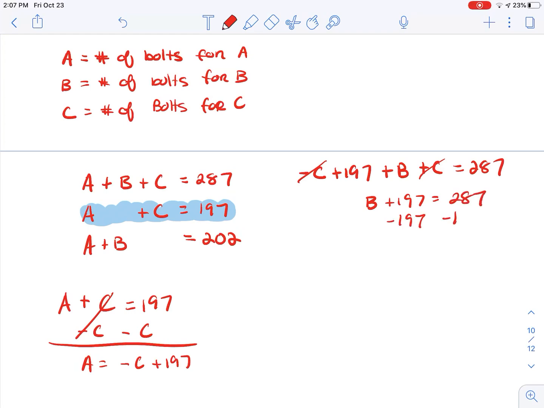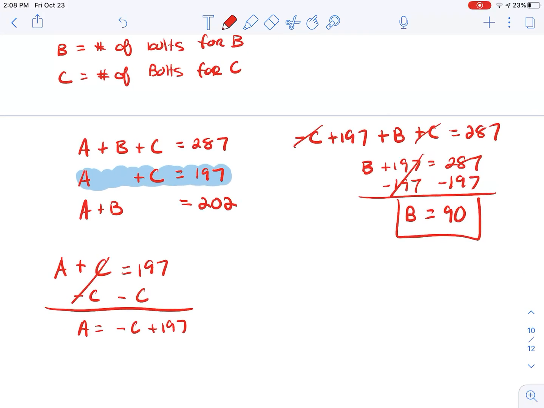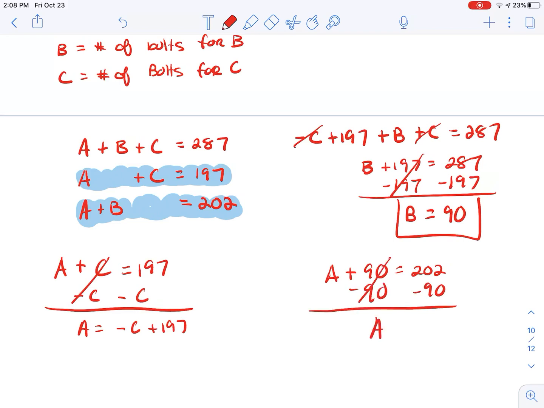And I can then subtract. Okay, so in an effort to try and use substitution, I ended up actually getting one of my values: 287 minus 197, 90. Okay, so now that I found B, I'm going to be a little strategic here. I'm going to go to this third equation, A plus B, because since I have B, I can find A. So A plus 90 has to be equal to 202. So I subtract 90. And I get A is equal to 202 minus 90, which is 112.